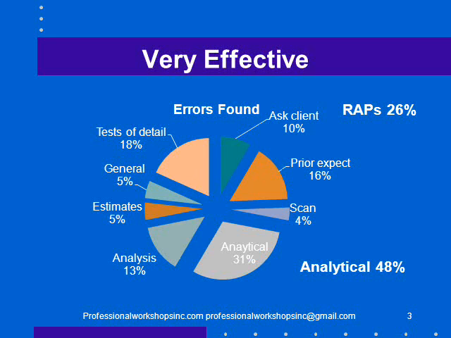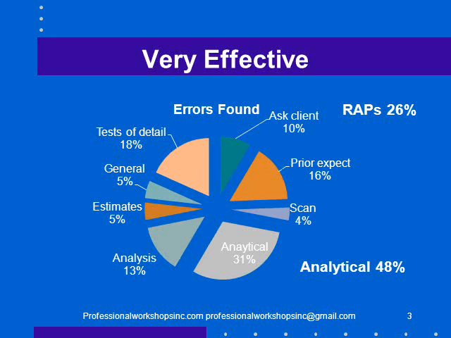26%, a quarter of all errors were found. And analytical procedures, scanning, analytical, and analysis, 48%. Almost half the errors in this study, which was done on a bunch of real audits. They asked auditors to find or to indicate what had initially indicated that there was an error, and this is what they found. So almost 75% of errors were found by what we would now call risk assessment procedures.